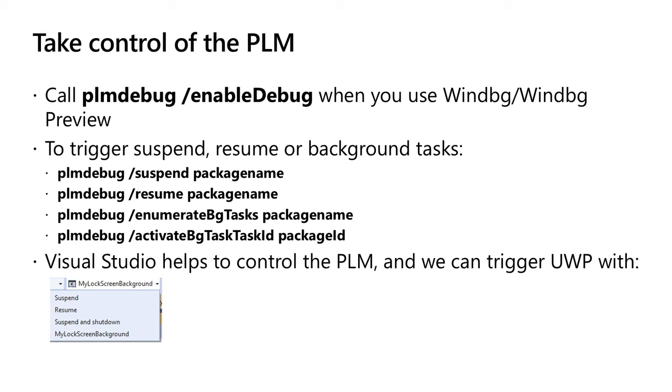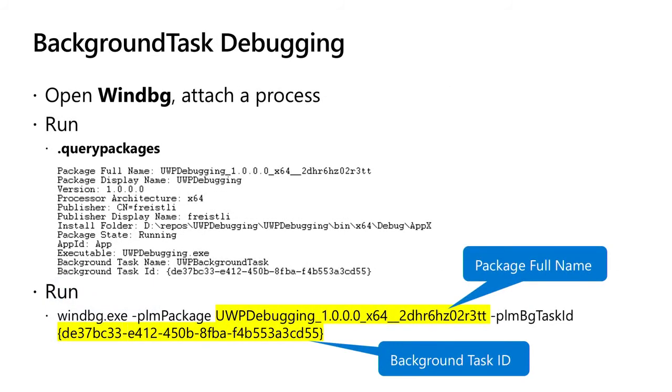If we use Visual Studio, we have the opportunity to directly select the option here. It depends on how you debug the application. If we want WinDbg to target the background task, normally we will use these steps. We can choose a package full name and background task ID and run the command.